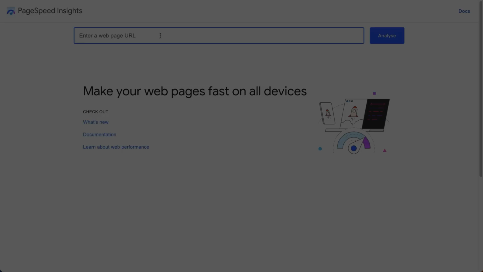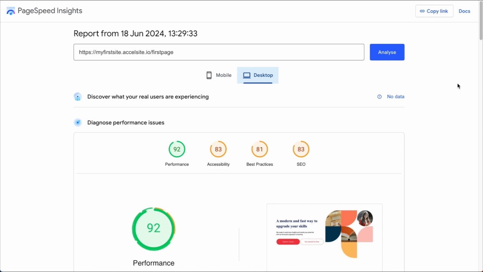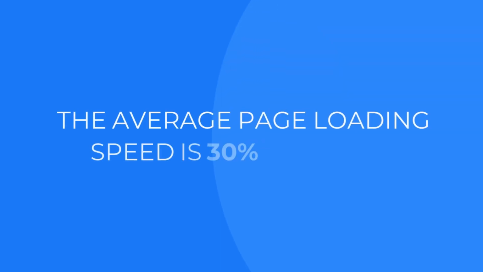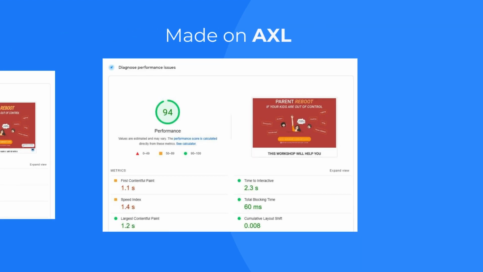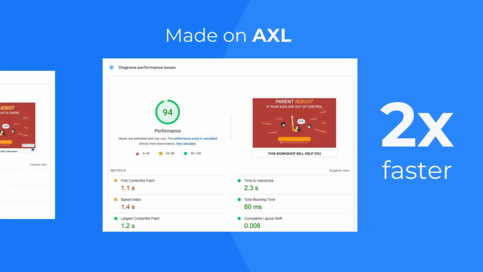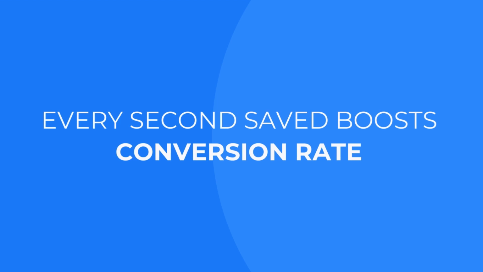But what impressed me the most is that the loading speed of pages created on AXL is on average 30% faster than the same pages created on other website builders, and sometimes even times faster. And that is really cool because every second saved boosts your page conversion rates by several percent.